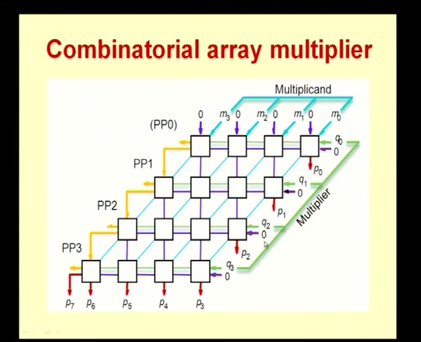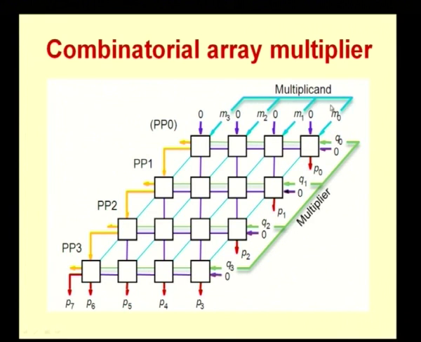Now let us see how this can be done with the AND gates and the adders that we talked about. One way to do this entire multiplication is using what is called a combinatorial array multiplier. So let us see what we have in this array multiplier. It is very simple. You have these different blocks here. What are these blocks? These blocks generate an AND of the multipliers and the multiplicands. Now let us understand what these different m's and q's here are.